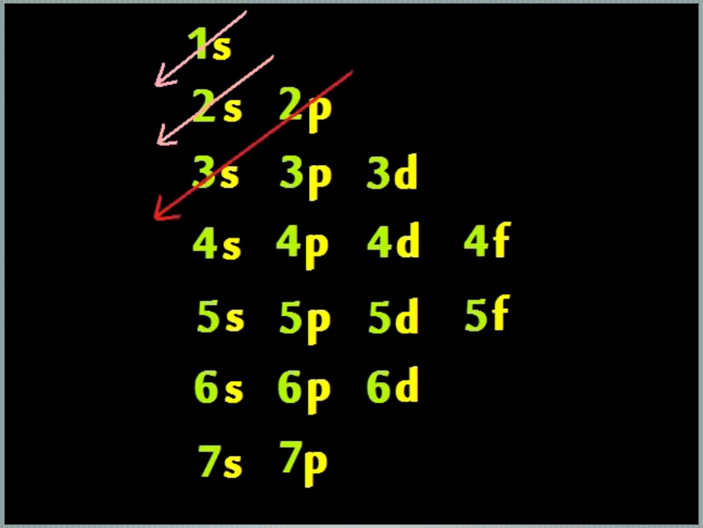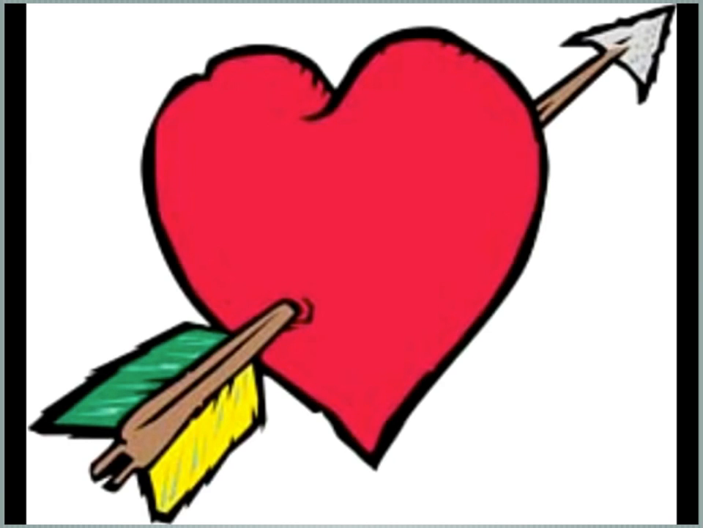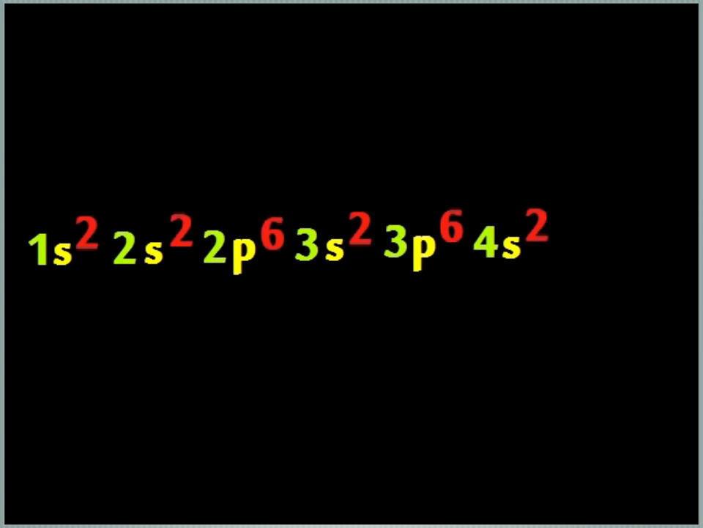Once up level fills, then the next can start. Electron config is something that I heart. Oh yeah, and now it's 1s2, 2s2, 2p6, 3s2, 3p6, 4s2, 3d10.